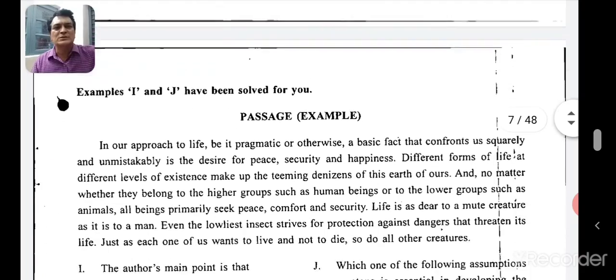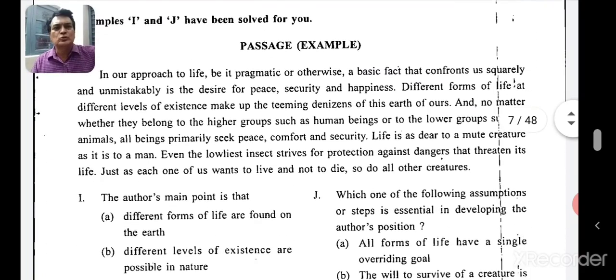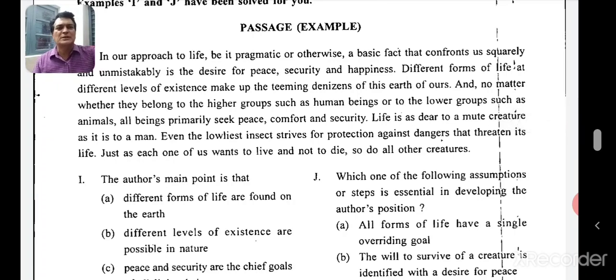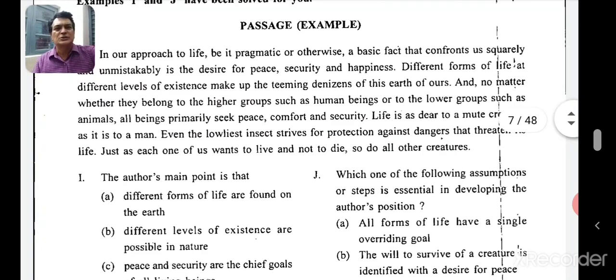So last time we have discussed in detail. We'll just see. In our approach to life, be it pragmatic. So this is an example that is given here and let's see the answers here. In our approach to life, be it pragmatic or otherwise, a basic fact that confronts us clearly and unmistakably is the desire for peace, security and happiness. Different forms of life at different levels of existence make up the teeming denizens of this earth of ours, and no matter whether they belong to the higher groups such as human beings or to the lower groups such as animals, all beings primarily seek peace, comfort and security.